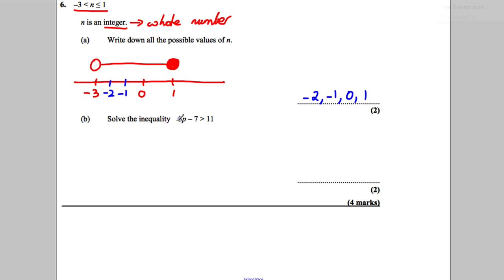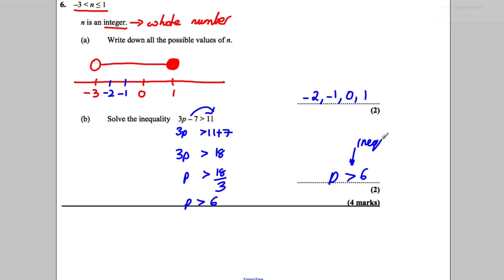Then it says solve this. So what you do is you add 7 to both sides. 3p is bigger than 11 plus 7. 3p is bigger than 18. Divide by 3. P bigger than 18 divided by 3. So p bigger than 6. P bigger than 6. You must write your inequality, or you don't get the marks.